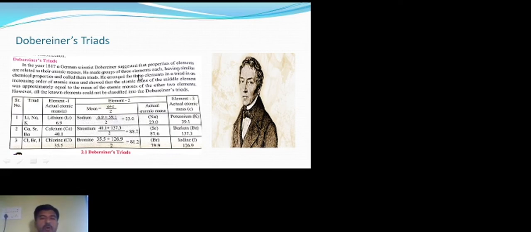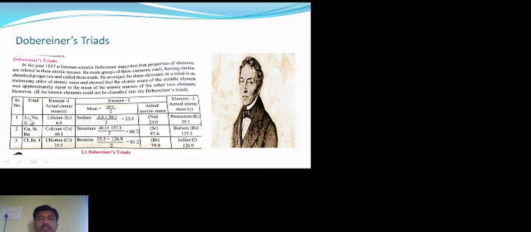He made groups of 3 elements, each having similar chemical properties, and called them triads. He arranged the 3 elements in a triad in increasing order of atomic mass and showed that the atomic mass of the middle element was approximately equal to the mean of the atomic masses of the other 2 elements. So what is the theory of classification of elements by Dobereiner? Here are a few examples.